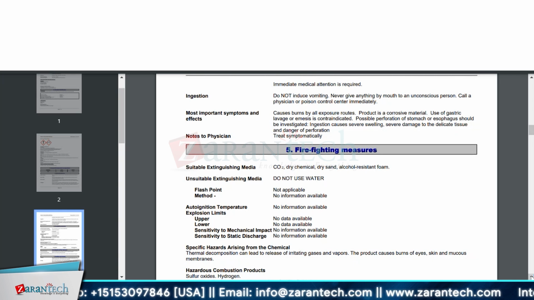Clear? So you can see that now. What is unsuitable fire extinguishing media? They have also mentioned that very cleverly. Do not use water. That means this is not a class A fire, so do not use the class A water-type fire extinguisher.